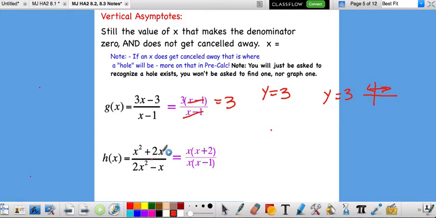Let's try this one. When we simplify this, we can factor out an x on top and an x on bottom. Those x's cancel away, so we're left with x plus 2 over x minus 1. We would note that since x's cancel away, there is a hole in our graph, but for our graph, we're not really going to include it. Our vertical asymptote is x equals 1.